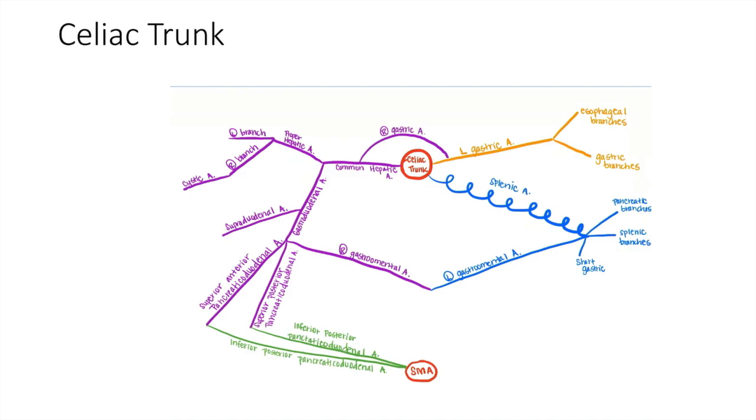The greater curvature of the stomach, if they ask you what artery it is, it would be either, depending on what they pointed to, the left or the right gastroomental artery. And then know what the main branches off of the celiac trunk are. Remember, it's left gastric, splenic, and common hepatic. And then know what arteries come off of those.